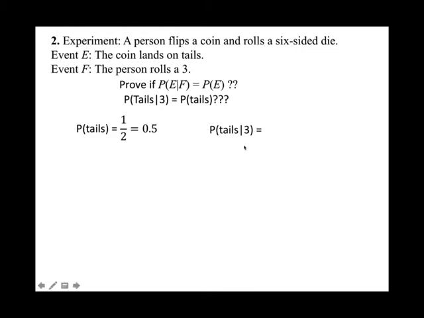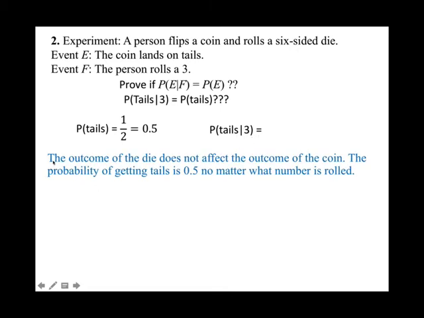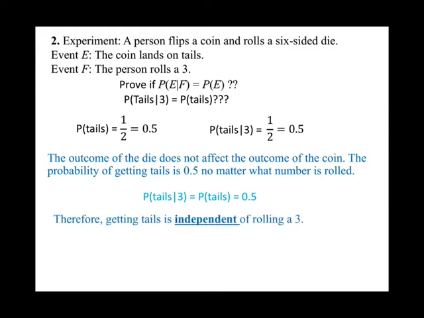But this one, we are looking for the conditional probability. Okay, so we know that the outcome of the die does not affect the outcome of the coin. And the probability of getting tails is going to be 0.5, no matter what number is rolled. Okay, since these are 2 different things, we could say the probability of tails given 3 is still equal to 0.5 here. And since they are equal to each other, getting tails is independent of rolling a 3. It means when I roll the die, it doesn't affect the result of the coin flip.